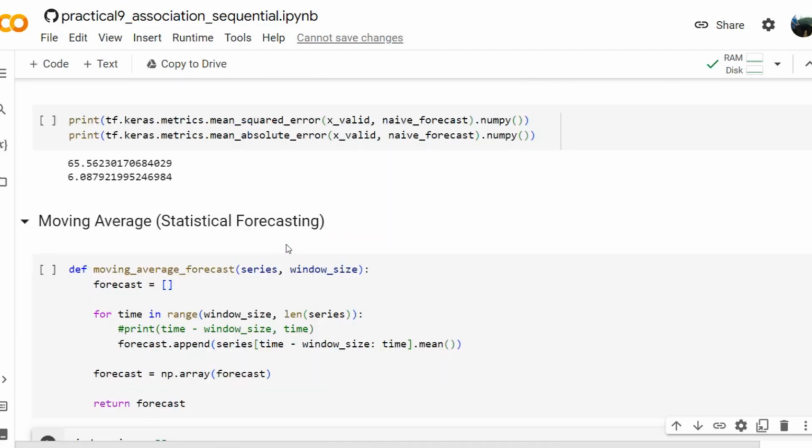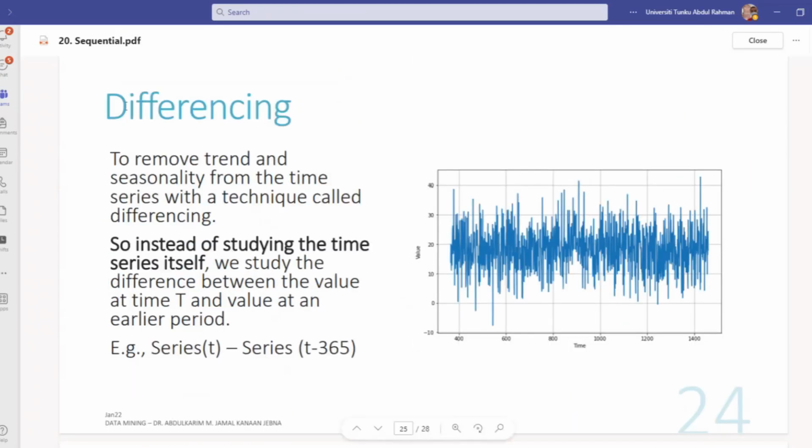We apply a concept called differencing. So what is differencing? Differencing is a mechanism to help you remove trend and seasonality from the time series. Now, how does it work? Simply, you take the difference between the value at time t and the value at an earlier period of time, and you subtract them from each other. If you look at the example here, we take the value at time t and subtract the value at an earlier time.